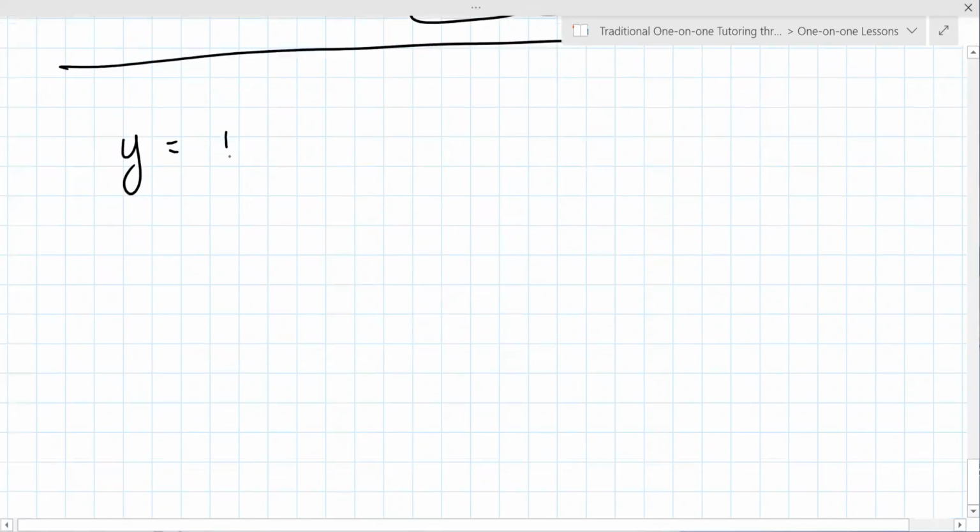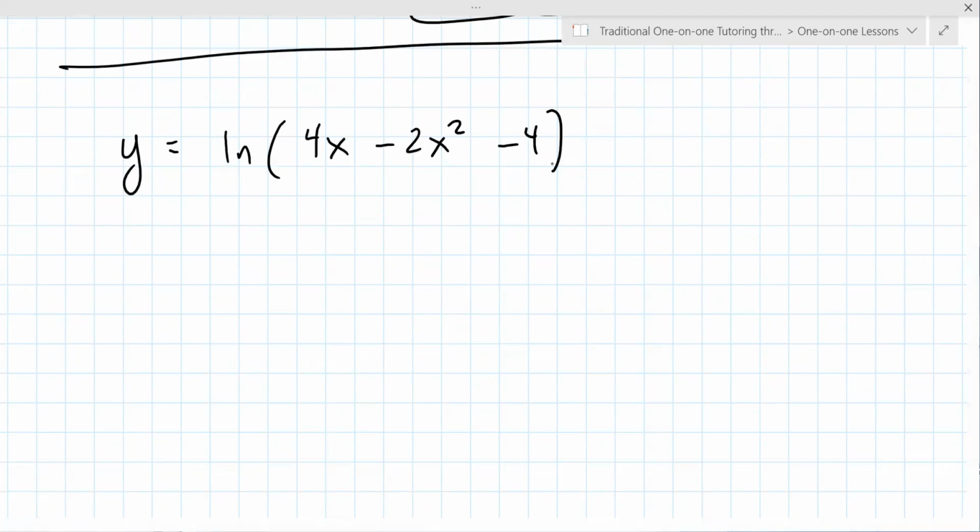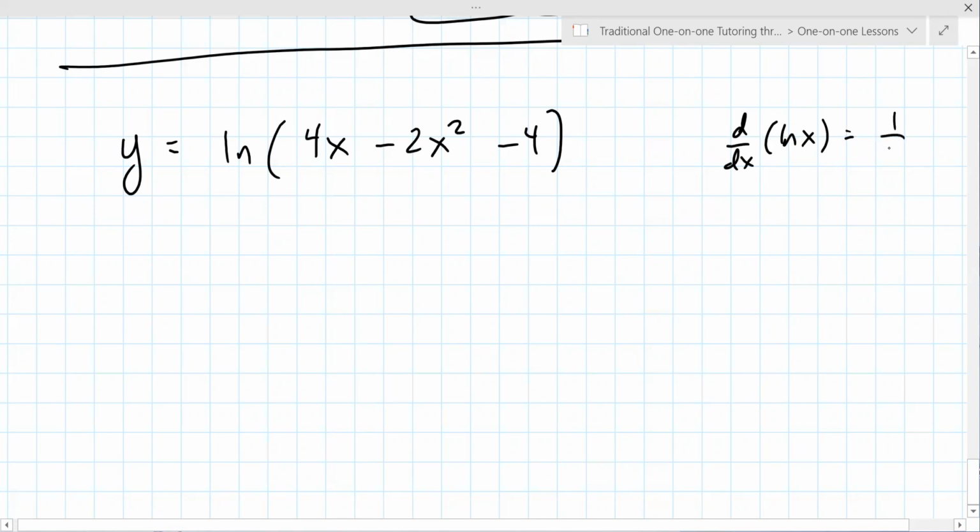All right, so let's try another. Let's say it's the natural log of 4x minus 2x squared minus 4. You're going to have to find ln on your sheet there. So d dx of ln of x equals 1 over x.